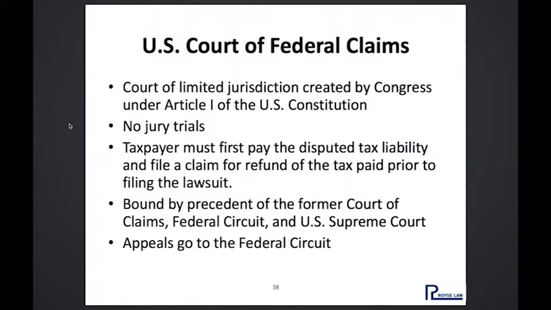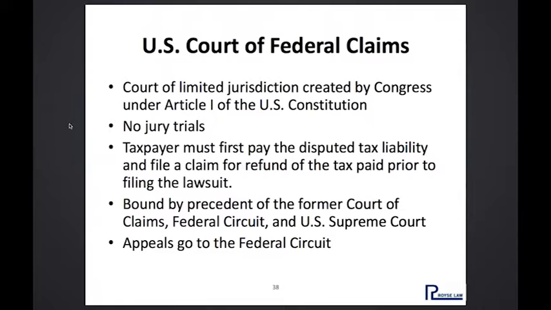The third venue for judicial review would be the United States Court of Federal Claims. Now, the Court of Federal Claims is a court of limited jurisdiction created by Congress under Article 1 of the U.S. Constitution. So it's similar to the tax court, which is also created under Article 1 of the U.S. Constitution.